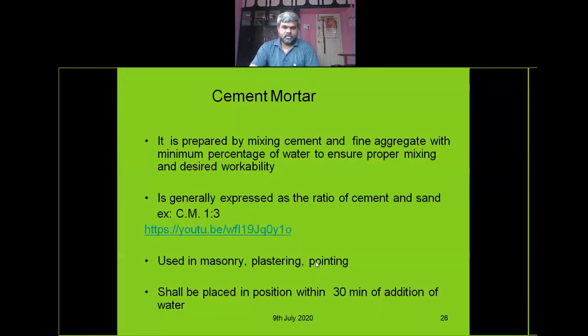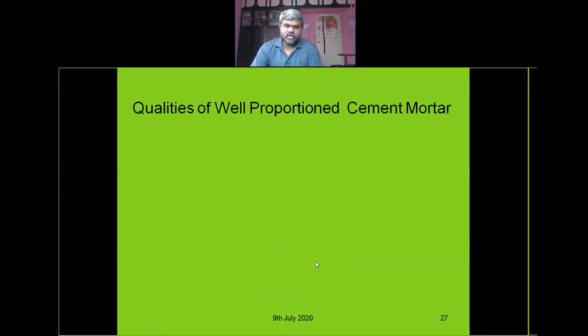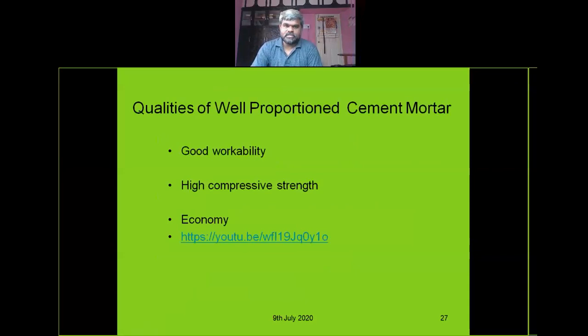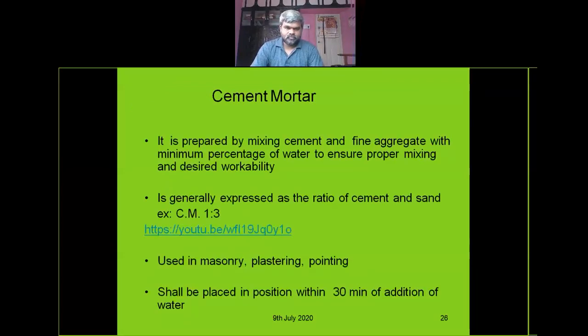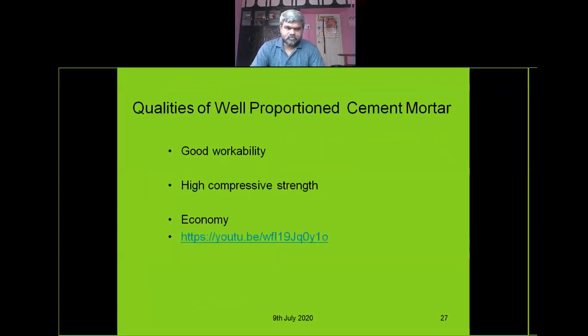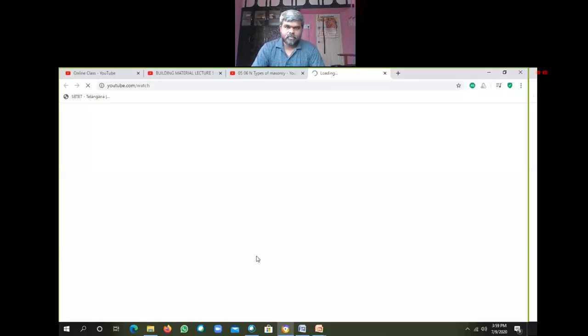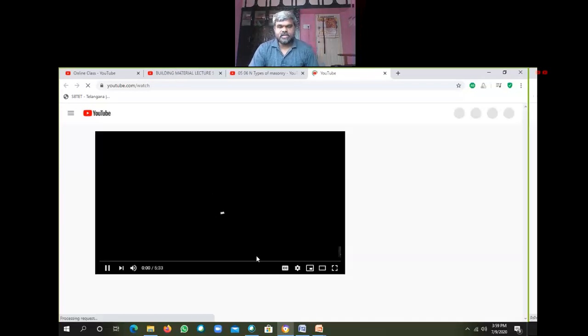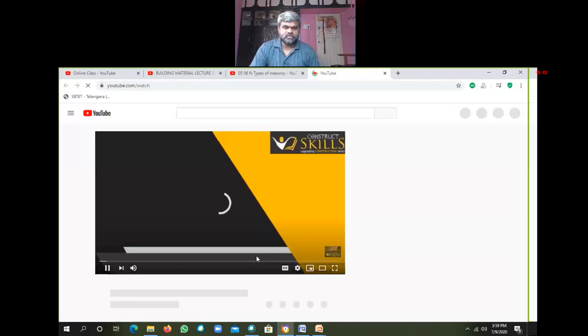Yeah. So that is the different types of mortars, and the qualities of a well proportioned cement mortar are good workability, high compressive strength, and economy. Right. We'll see another small video, which is also related to mixing of mortars.